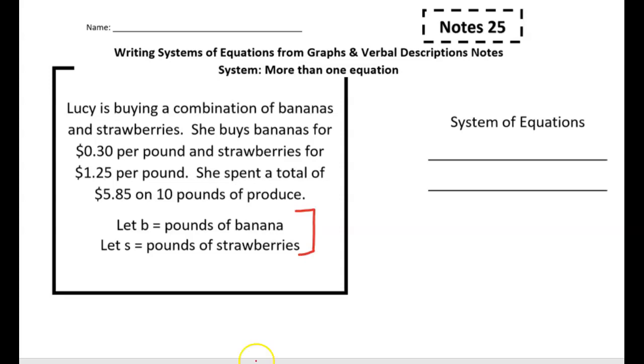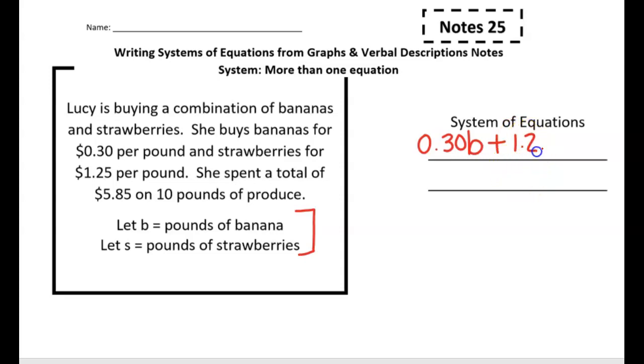What does B stand for? How much are the bananas? 30 cents. And so that goes with the letter B. That makes sense? This is how much they cost. This is how much I'm making. And what does this stand for? How much are the strawberries?